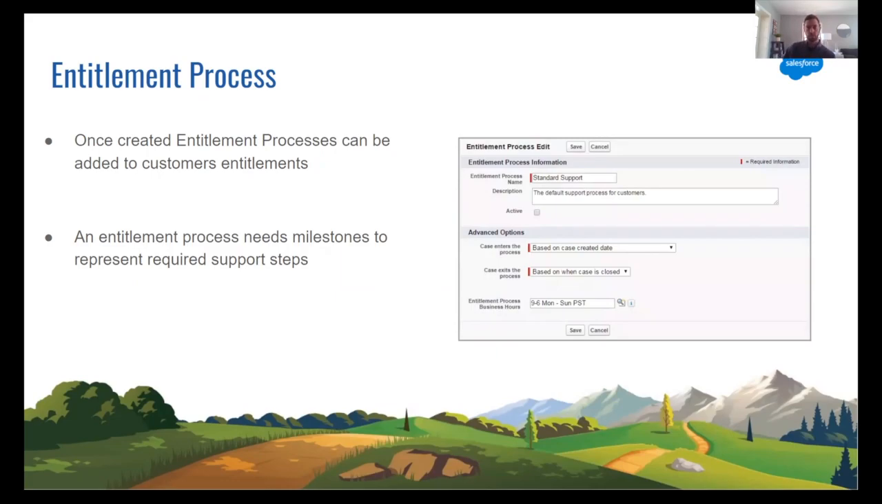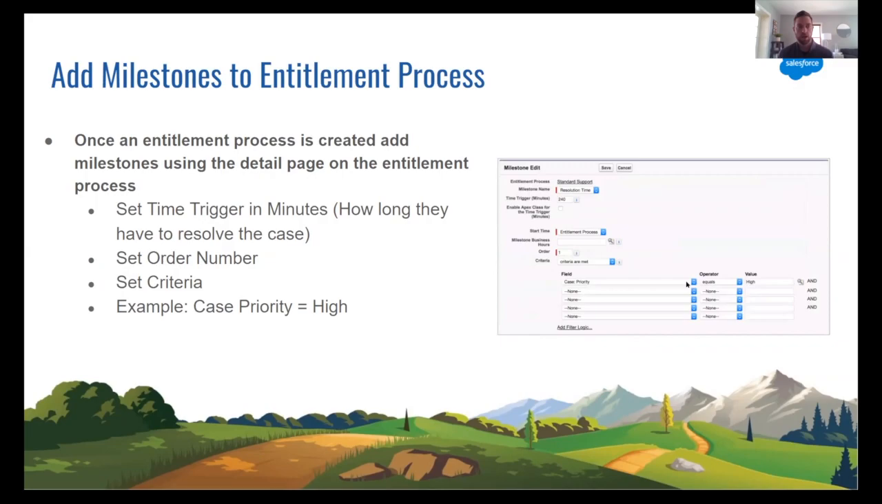And you just see on the right there, the basic stuff there. So you give it a name, activate it, but we don't want to activate it yet until the very end. We're done doing things. And then you have some advanced options there as well. So this is our framework. It's very similar to assignment rules where you have your rule and then you add criteria to it. So we have our entitlement process where we're going to add rules to this. So adding a milestone to the entitlement process.